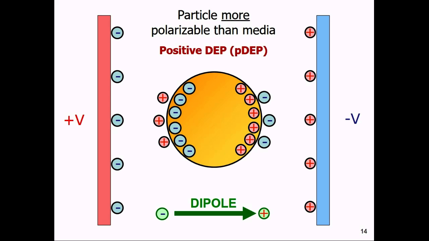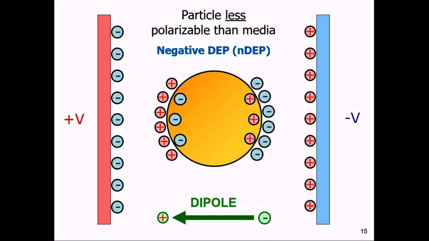So here's an example of where a particle is more polarizable than the media. Say you have a metal particle, a very conductive particle, within a low conductivity solution. You have your net dipole shown here. Now, when the particle is more polarizable than the media, positive dielectrophoresis occurs. The dielectrophoretic mechanism is not shown here because a uniform field is shown, but if you have a more polarizable particle with respect to the media in a non-uniform field, you will have positive dielectrophoresis.